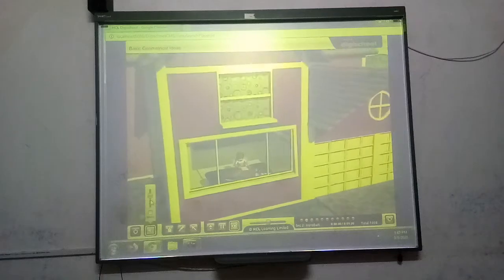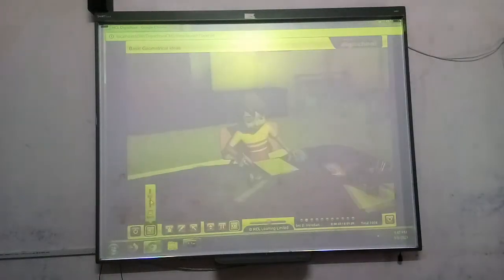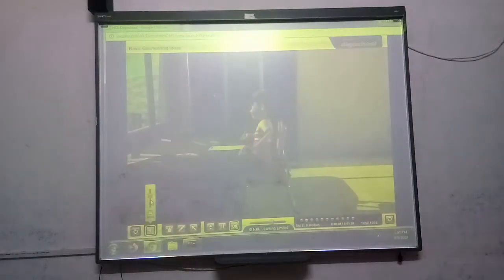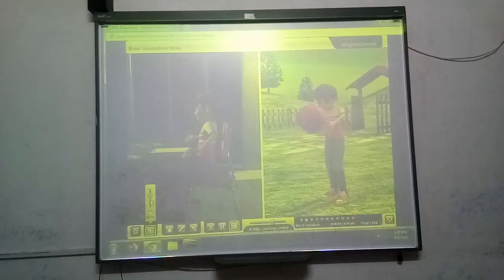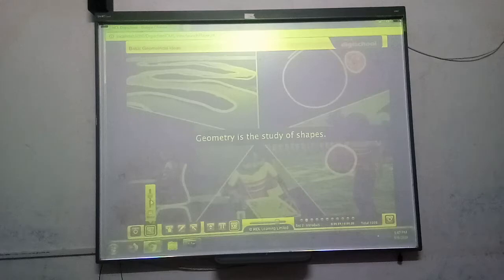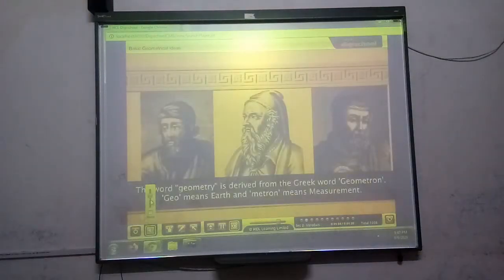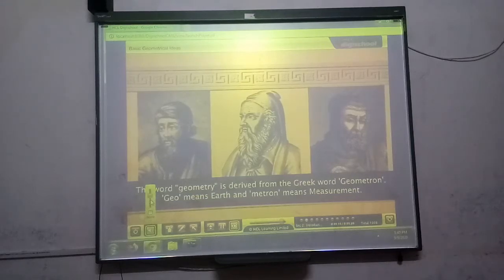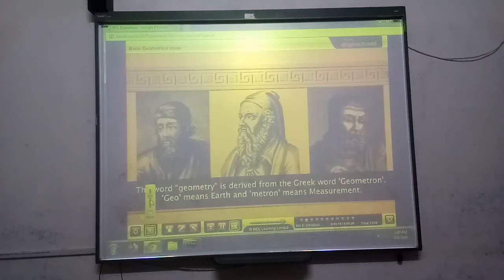We use so many different objects. The pencil and the paper to write with, the chair and the table to sit, the ball to play with. All these have shapes as well. The study of these different shapes is called geometry. Did you know that the word geometry is derived from the Greek word geometron? Geo means earth and metron means measurement.